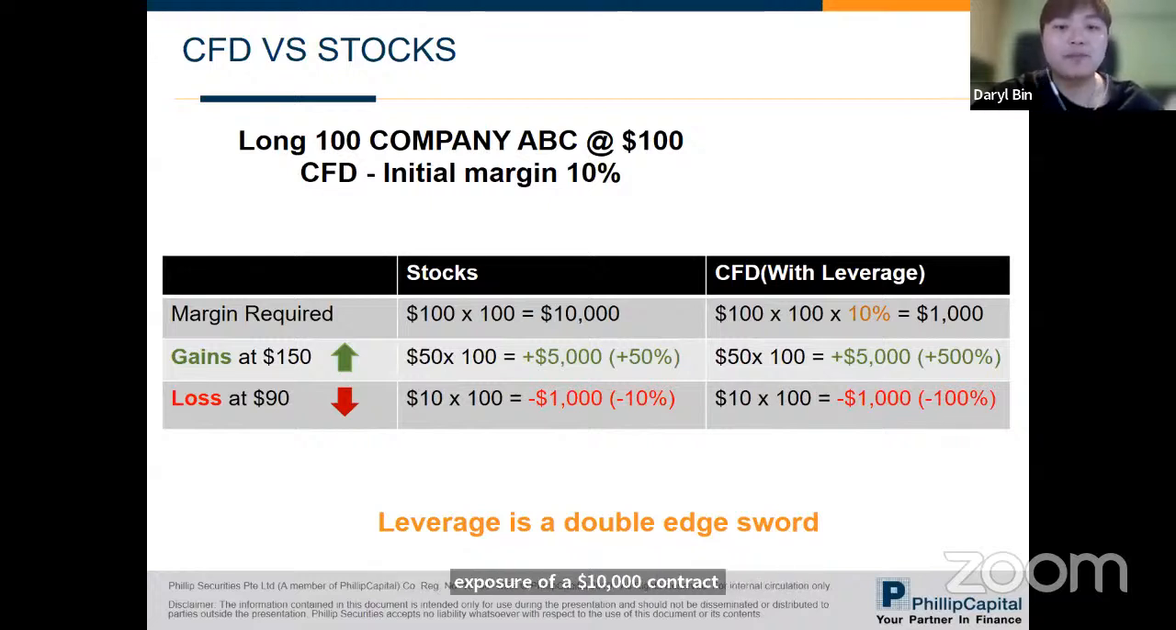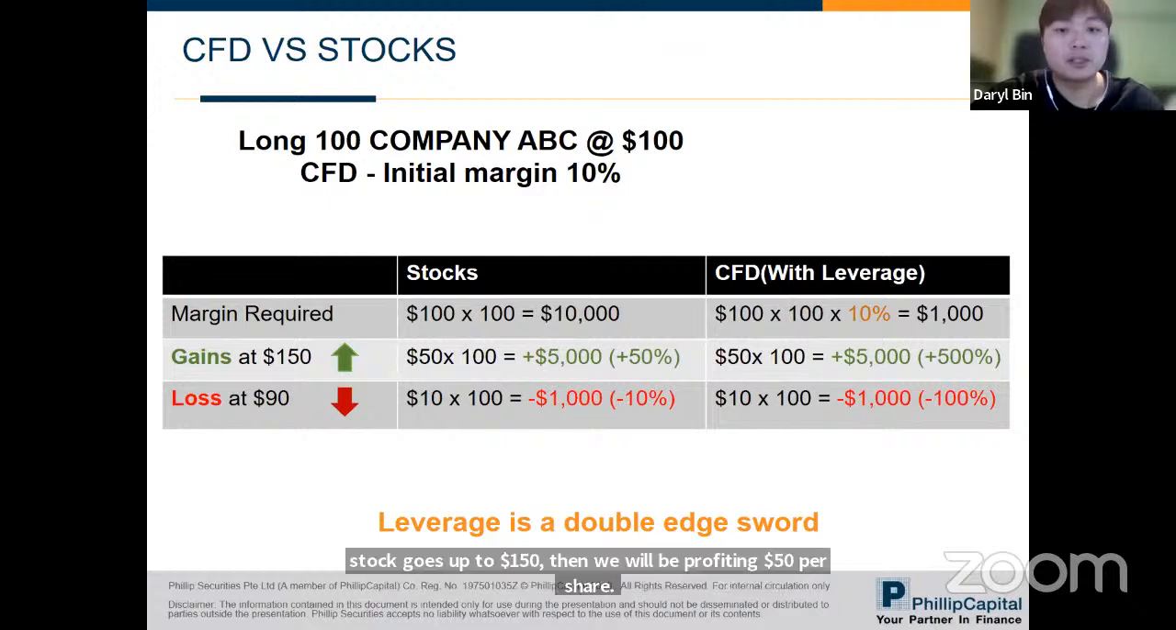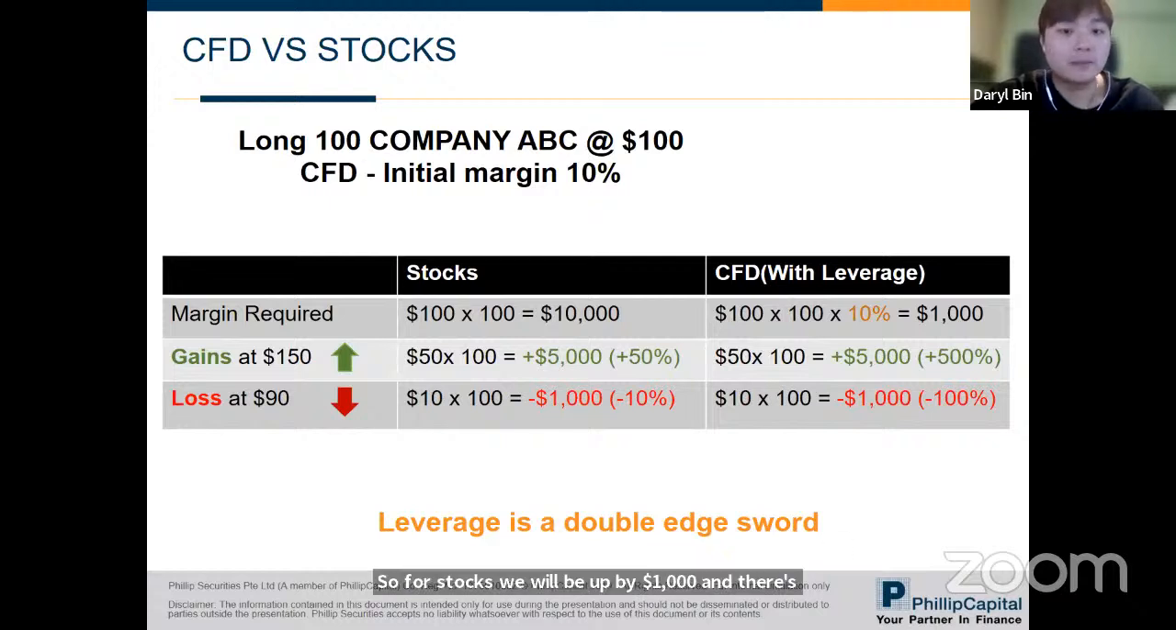So how can we amplify our gains or losses? For gains, if the stock goes up to $150, then we will be profiting $50 per share. For stocks, we will be up $5,000 and that's a 50% gain. However, for CFD, we will be profiting the same $5,000, but actually we are up by 500%, using $1,000 to profit $5,000, and that is 500%.